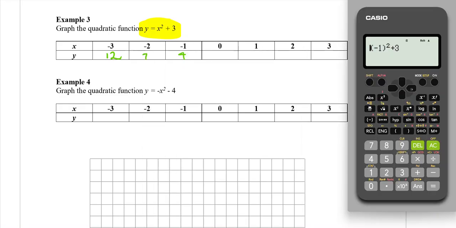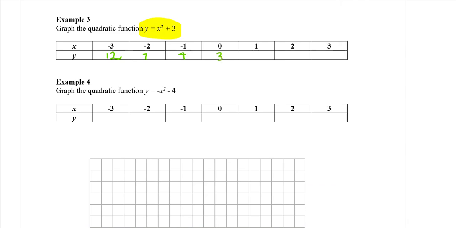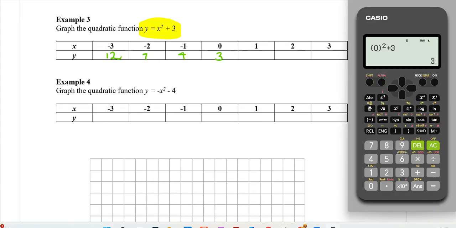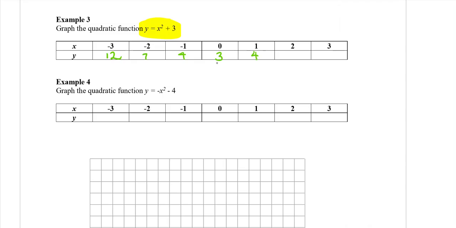And then 0 squared plus 3 is 3. And after that, this is when it starts repeating. When I go to 1, it's going to be back to 4 again. So 3 was the lowest point. So we had 12, 7, 4, 3, 4. Then it will be 7, 12. I'm going to fill in the second table here before I draw both graphs.